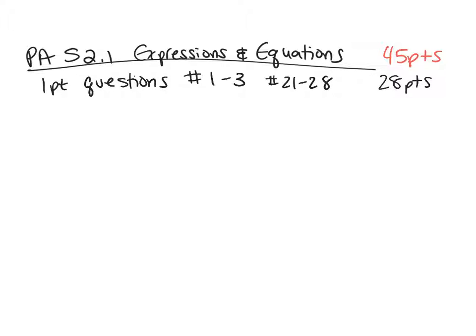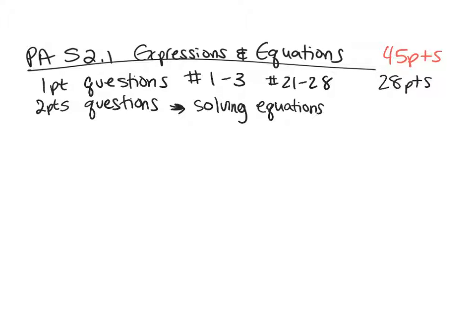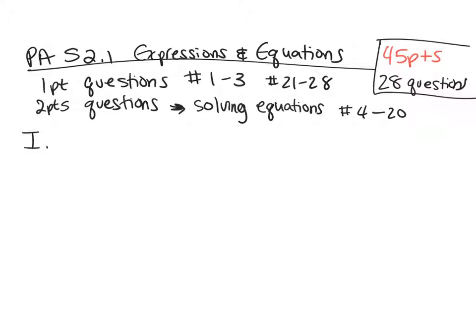The remainder of the questions are going to be worth 2 points, and those are going to be the ones that you are solving equations. So that would be pretty much numbers 4 through 20. If you were to add all of those up, you would notice that it would be 45 points, even though there are 28 questions. Is each vocab word 1 point? Yes.